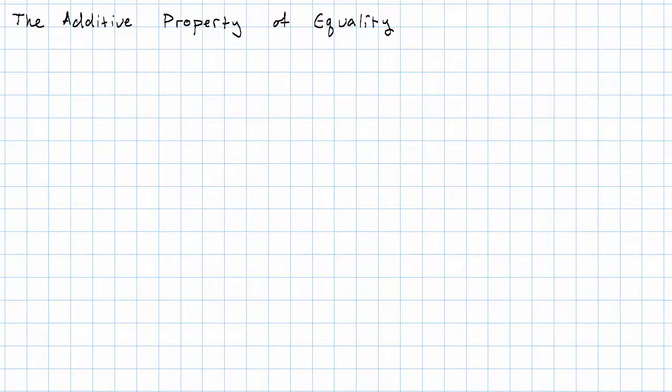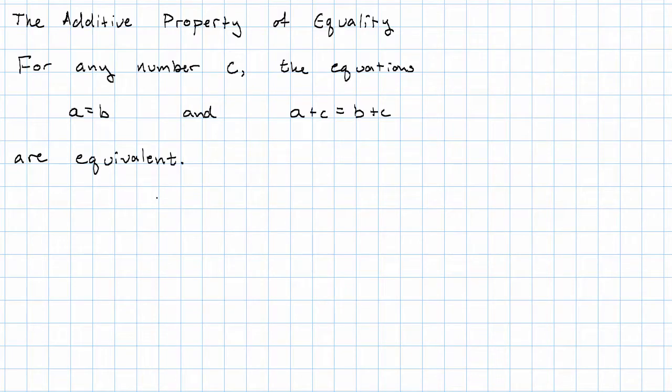How can we obtain an equation equivalent to a given equation? In order to do so, we use properties of equality. One property of equality is the following. The additive property of equality says, for any number c, the equations a equals b and a plus c equals b plus c are equivalent.